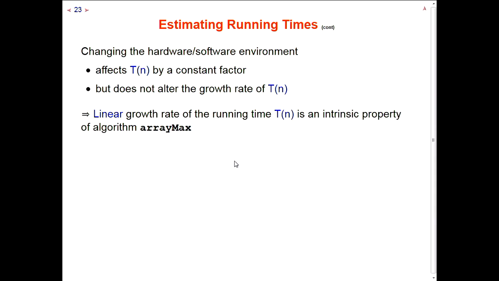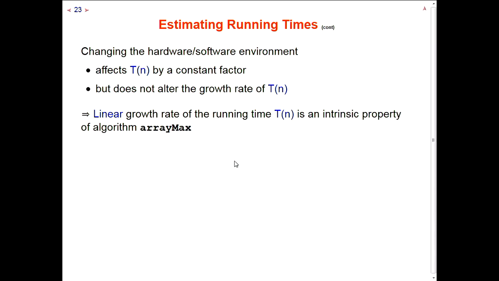Also, changing the hardware or software environment affects Tn by a constant factor only. If you, instead of using this small laptop here, would use a much more powerful laptop, then it might be 100 times faster, or it might be 1,000 times faster, but still, this is only a constant factor. And it would not materially affect the runtime behavior of any algorithm as the input size increases. It really does not alter the growth rate of Tn.